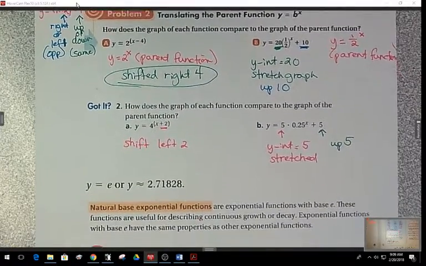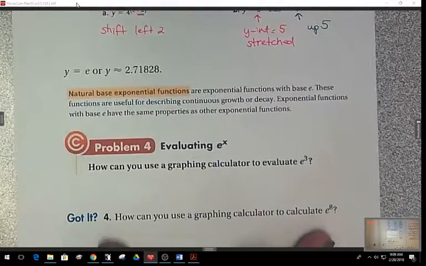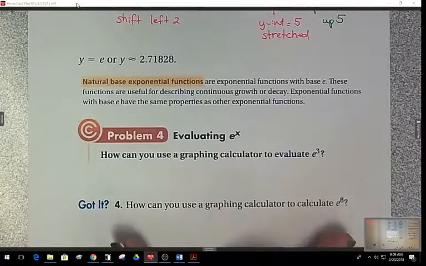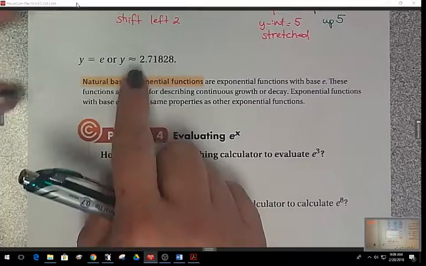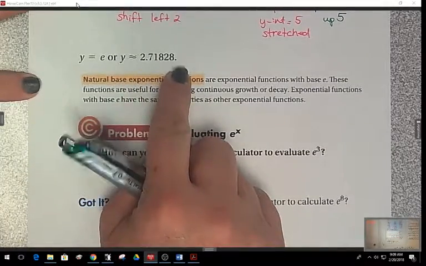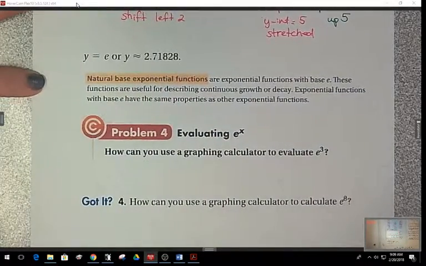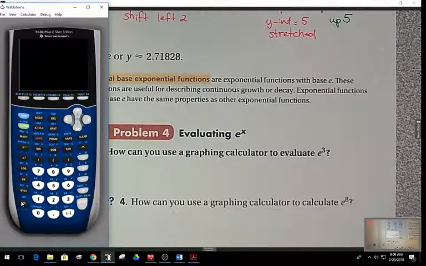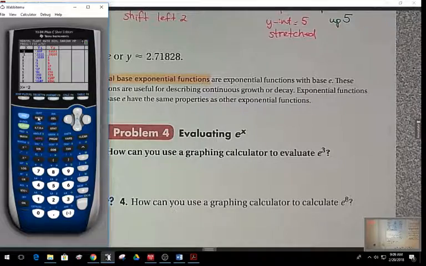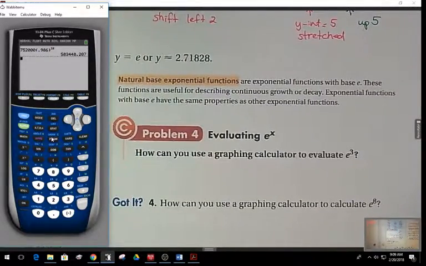So now we're going to talk about e. Okay, when they say y equals e, that's approximately y equals this decimal, 2.71828. Okay, if you grab your calculator and you go back to your calculation screen and you just type in e, let me find it.